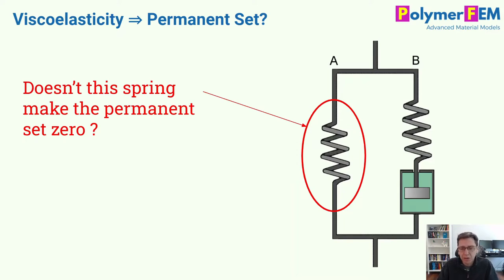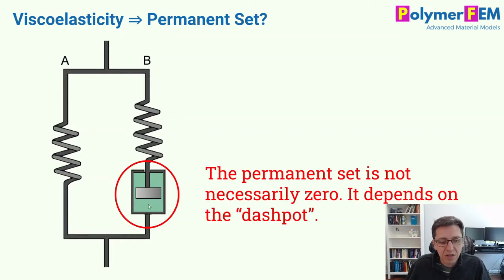So that's kind of the problem a lot of people fall into, because that's not true. You can indeed predict permanent set using a viscoelastic material model. And you should not get stuck in the thought of the spring here driving the deformation back to zero. That's not always the case. The key to remember is this dashpot down here, if you want to call it dashpot.